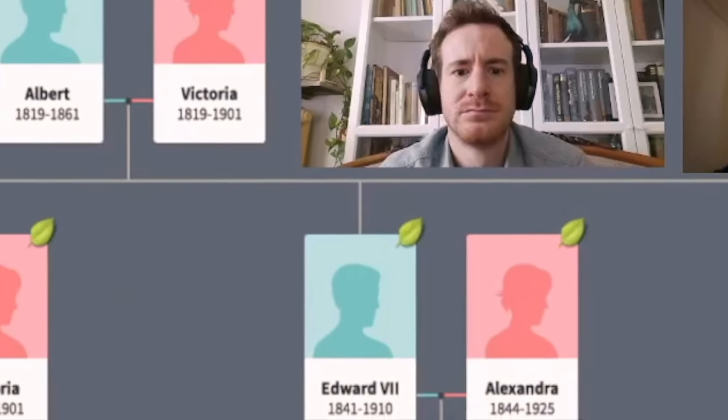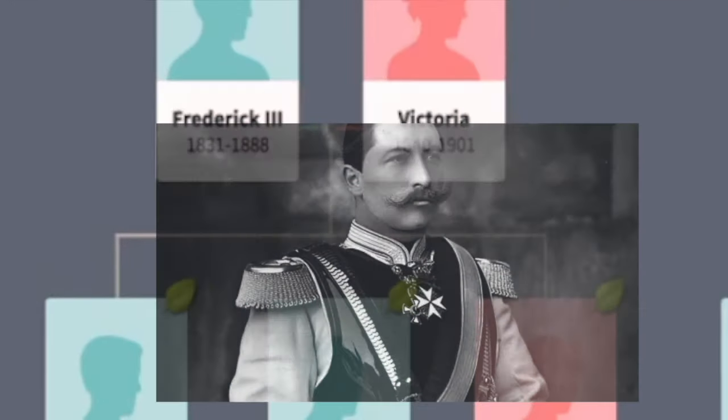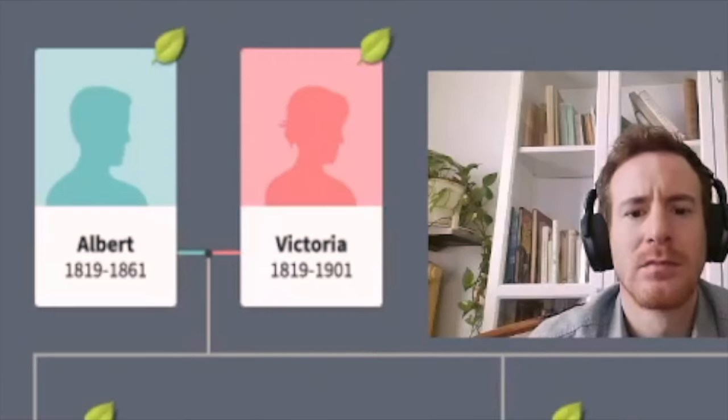She's seen as the cleverest, the smartest, the most likely to follow Prince Albert in his liberal ideas: improving the lot of the people, science, arts, culture, trade, peace. These are Albert's core philosophies. She espouses those, but obviously she's born a girl, so doesn't inherit. She'll go on to marry Frederick III of Prussia, so they'll have Kaiser Wilhelm, who will become Kaiser Wilhelm II, the famous one.